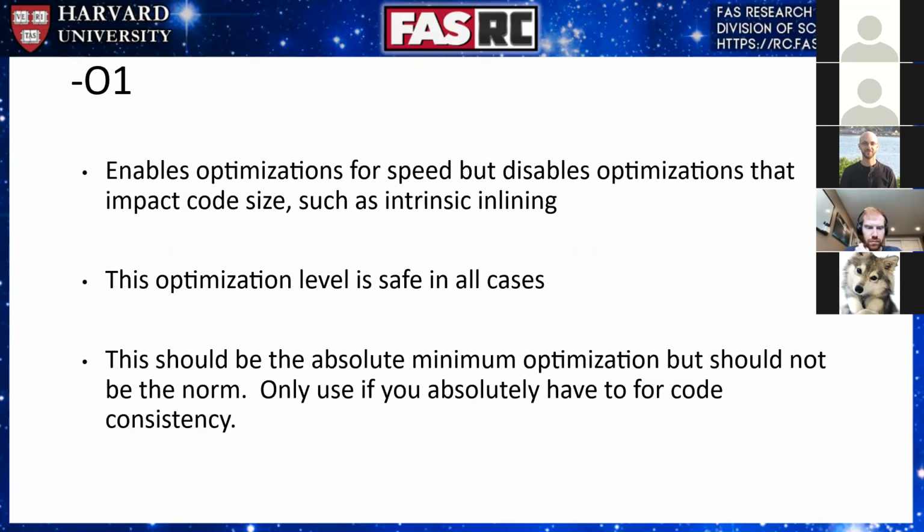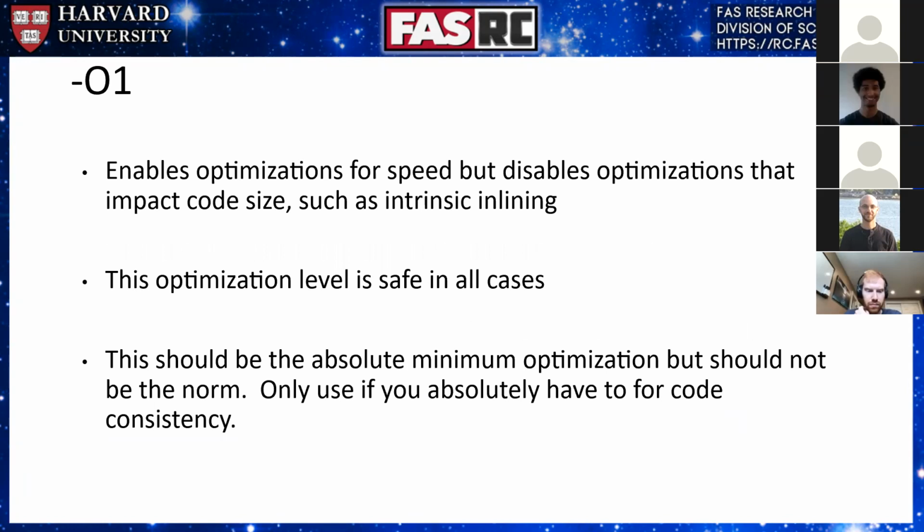O1 is the next level up, and what O1 does is enable optimizations for speed, but it disables optimizations that impact code size, such as intrinsic inlining. What intrinsic inlining does is take, say, cosine or sine, which is a math function. At higher levels of optimization, we'll take that math function and actually inline it into the code, rather than having to go all the way back to the compiler to pull that library out. It says, okay, I'll just take this function and put it in line, as opposed to having to call this function to grab it. O1 does not do that inlining.